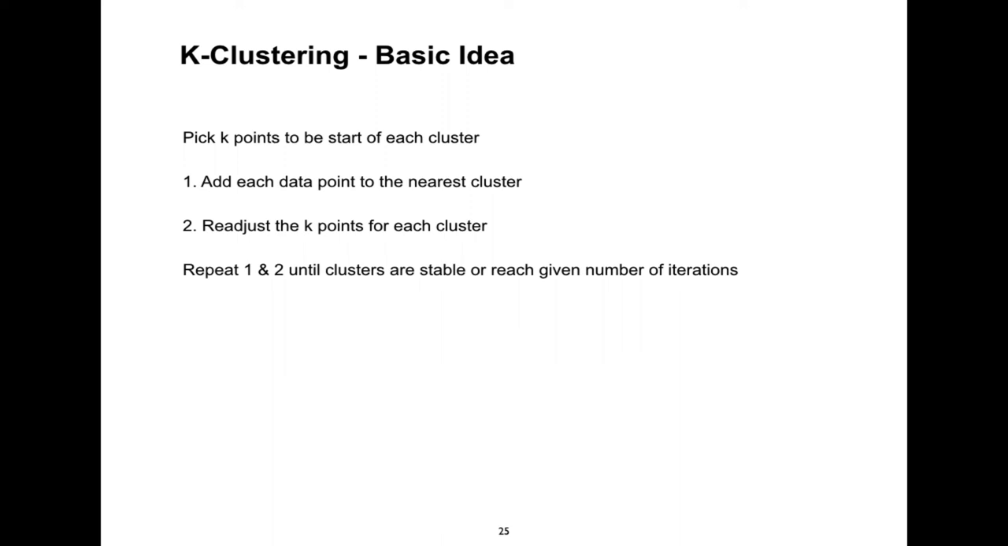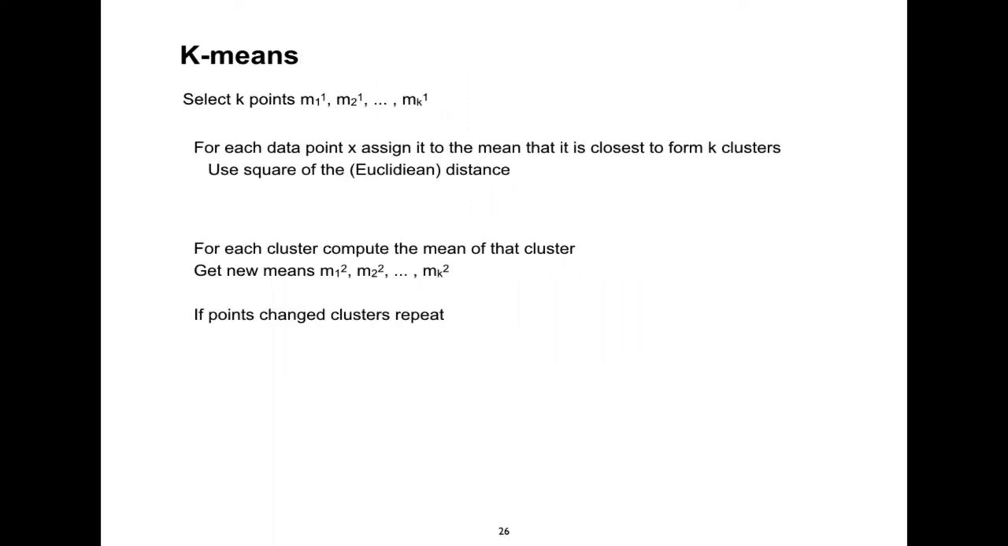How do you know there's going to be k clusters? Well, you have to look at the data and try to figure that out, right? And then you pick k random spots, and you look at all the points close to each one of those. Of course, you probably haven't picked the right spots, so you readjust those k points and try again, iterating over and over again until things become stable.